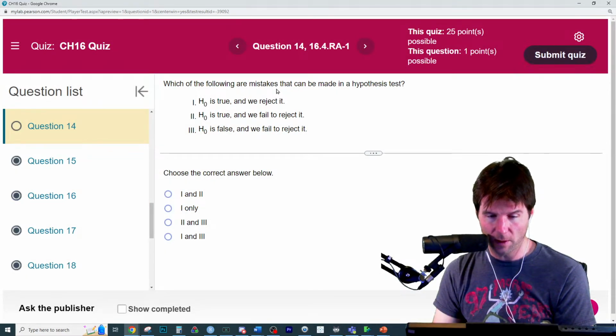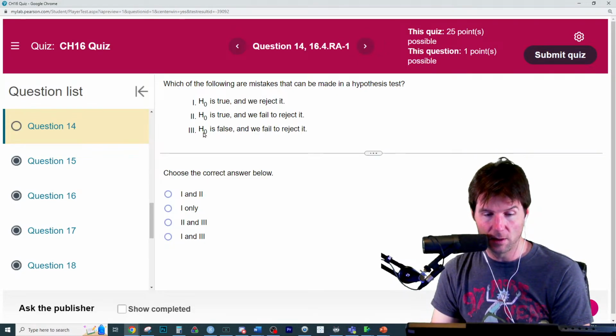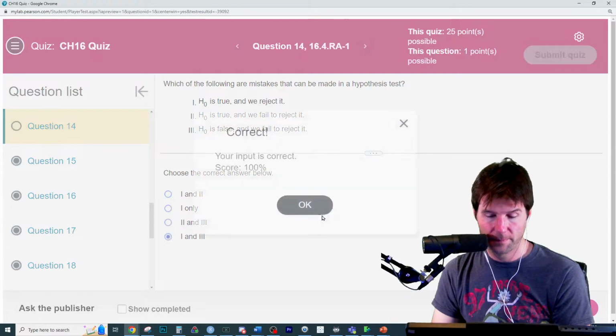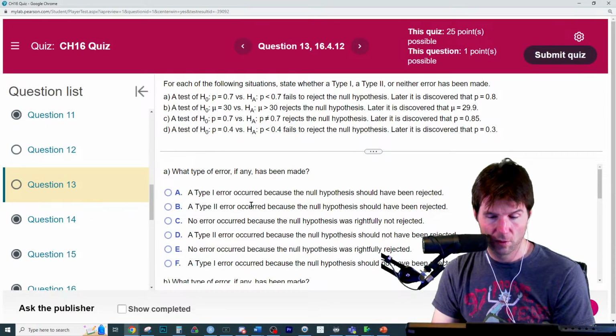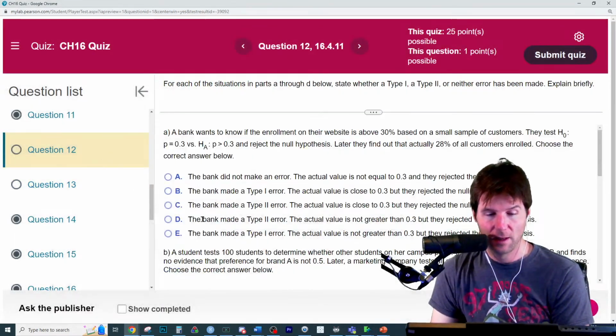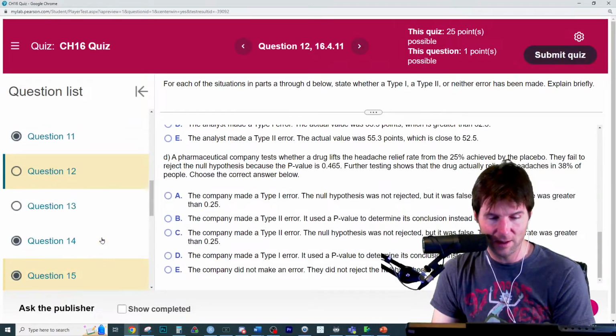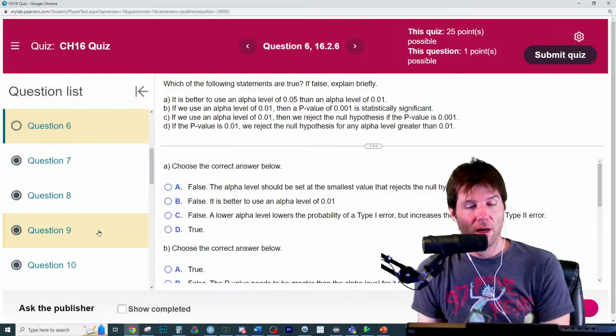Which of the following are mistakes that can be made in null hypothesis testing? The null is true and we reject it. The null is false and we fail to reject it. 1 and 3. We did these another day. Those are so long. Check out, I think, Thursday. We did all this. So 5 questions.